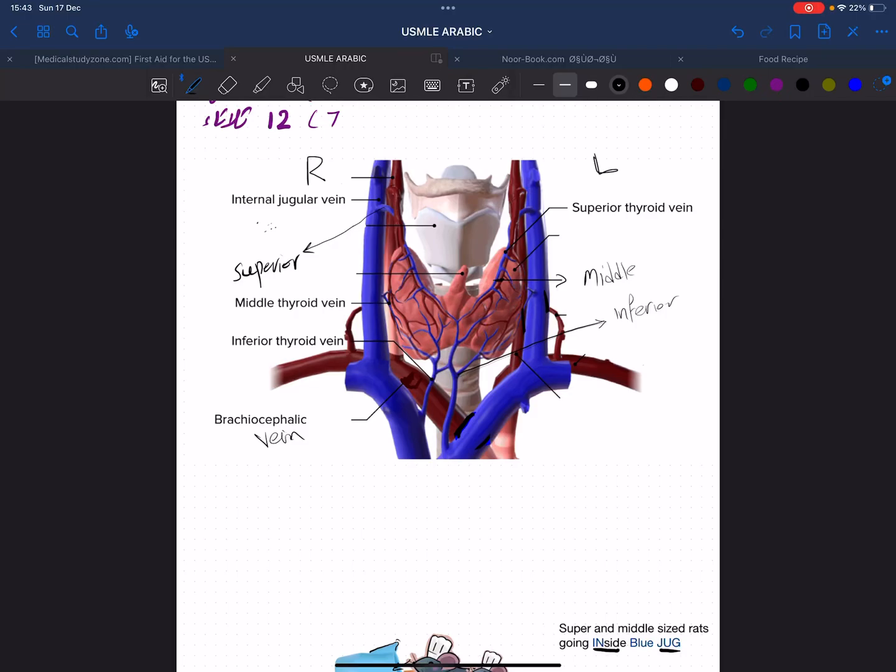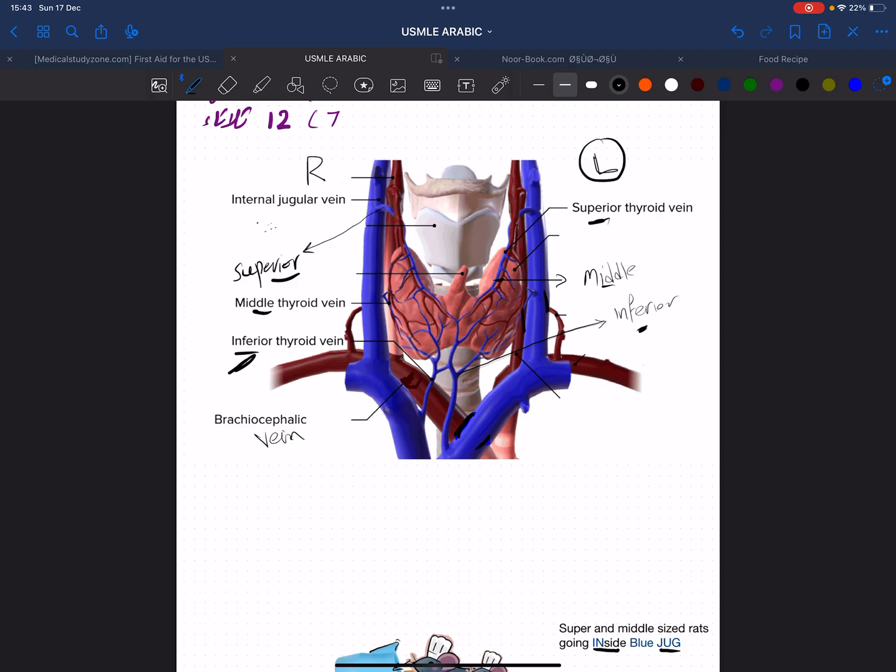Okay, we're talking about the thyroid vein. We have three thyroid veins. We have superior, we have middle, we have inferior. Of course, we have right and left. So we have right superior, right middle, right inferior. And we have left superior, left middle, left inferior.